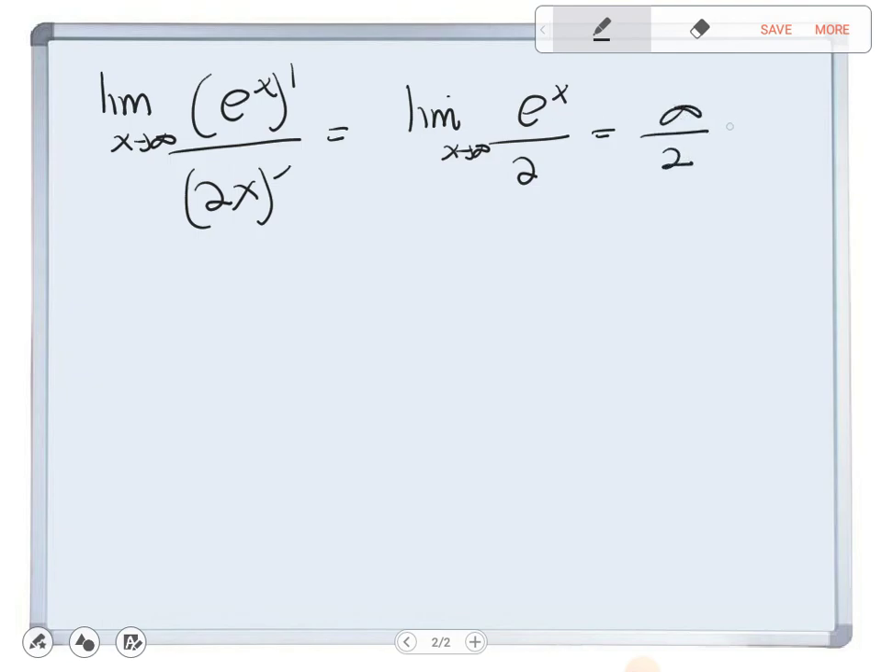What is 2 into infinity? It's just infinity, because infinity is a bigger number. Therefore, we can say the limit as x approaches infinity of e to the power x over x squared is just equal to infinity.